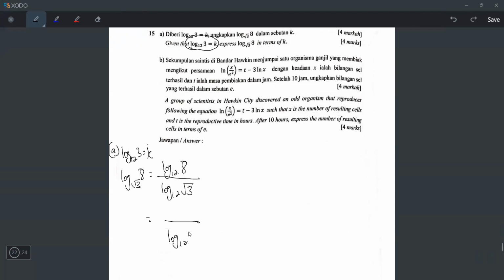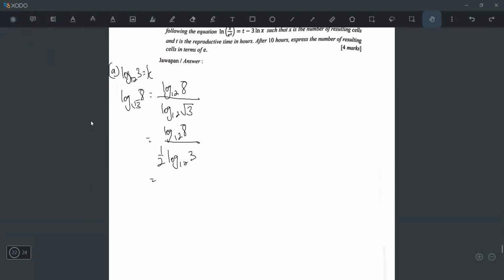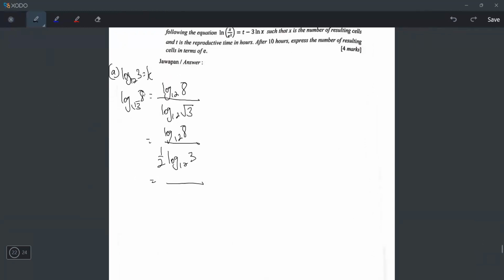But we all know square root is power 1 over 2. So I can write 3 power 1 over 2. And power boleh buat apa? Letak depan. So you letak depan like this. And then you end up with log 8 base 12. And then you can keep going. Log 3 base 12 is K. So this is 1 over 2K. And then this is log 8 base 12.